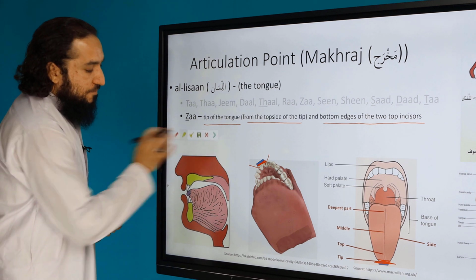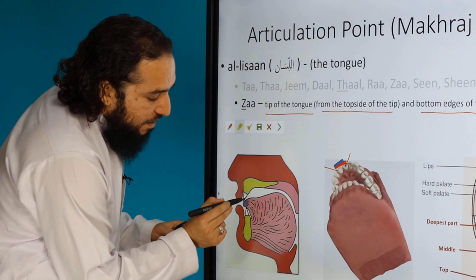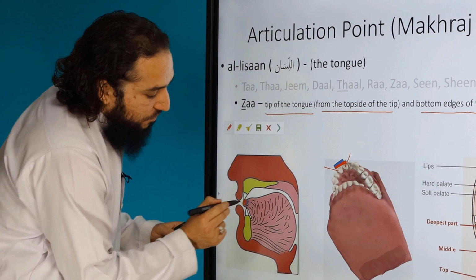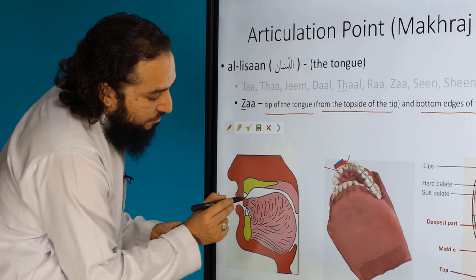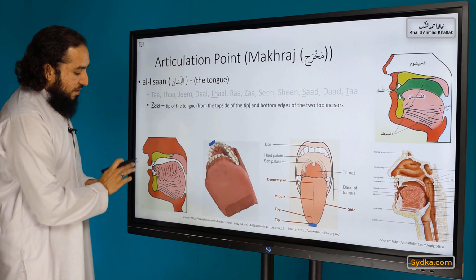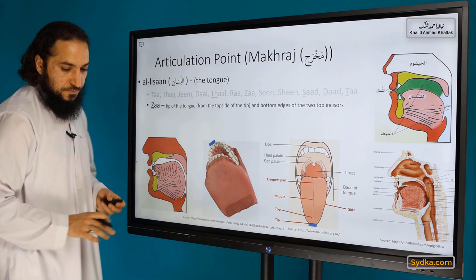Similarly, you can see here, that's the tip of the tongue from the top side, and this is the bottom edges of the top two incisors. Let me explain that with the 3D model.